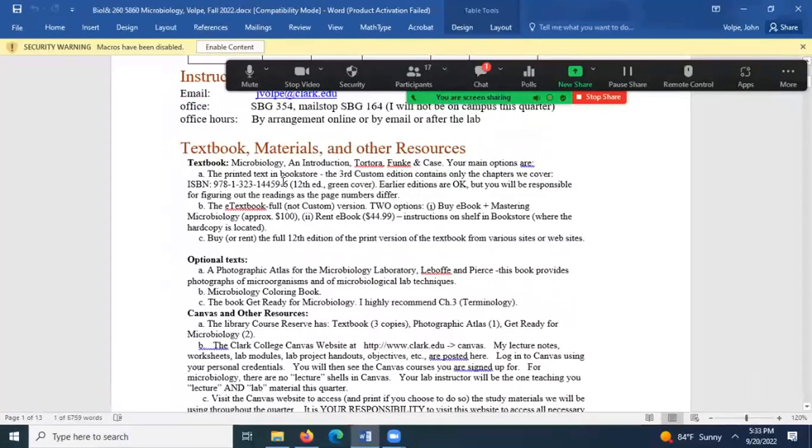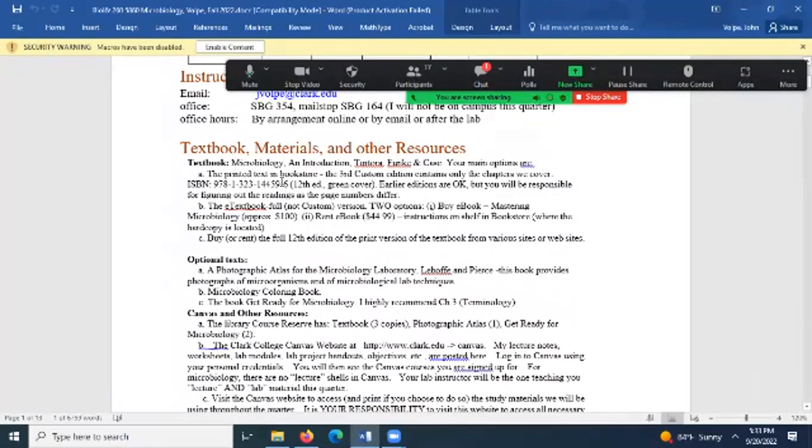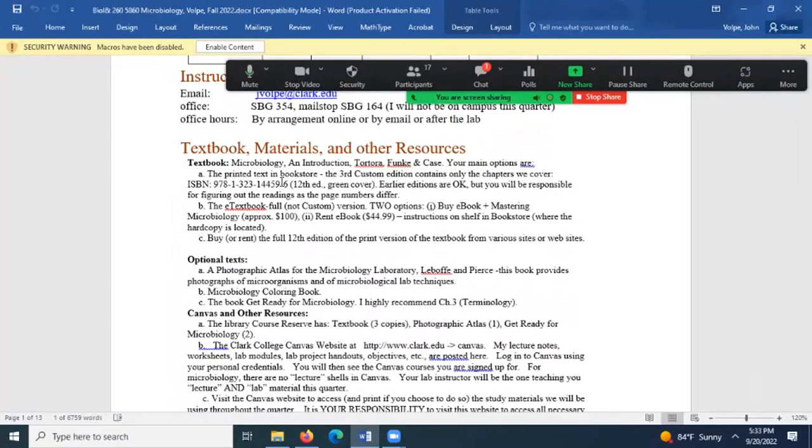Textbooks, you've probably already seen this. You can get it in the bookstore, or you can buy it online, and you can get the third custom edition, a special edition made for Clark College, or you can buy the regular full edition textbook, which is actually the 12th edition, equal to the third edition of the custom edition. I think they have the 13th edition out, but it's not the edition we would use. The 12th edition would be the same as the custom edition.